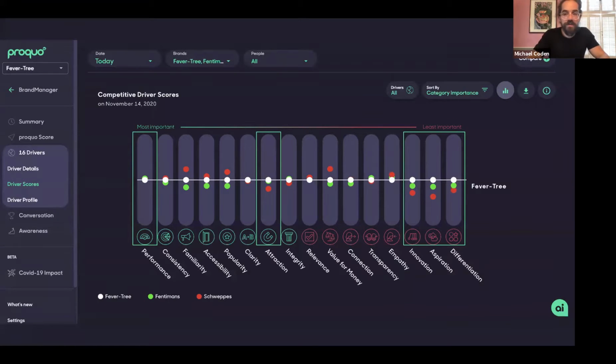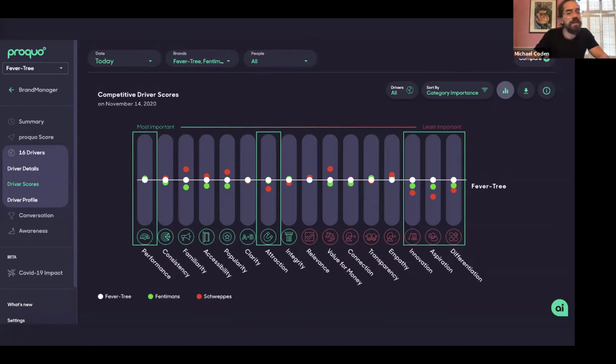So in this chart, you've got Fever Tree indexed across the middle, and you've got Schweppes and Fentimans indexed off of it. Schweppes is in red and Fentimans is in green. So if I was the brand manager of Fever Tree, I could see immediately where my competitive strength is, and that's what's outlined in green. Furthest to the right, we've got things like differentiation, aspiration, innovation. You can see attraction, and you can also see that they're really competitive on performance with Schweppes, which is remarkable for Schweppes being such a big brand.